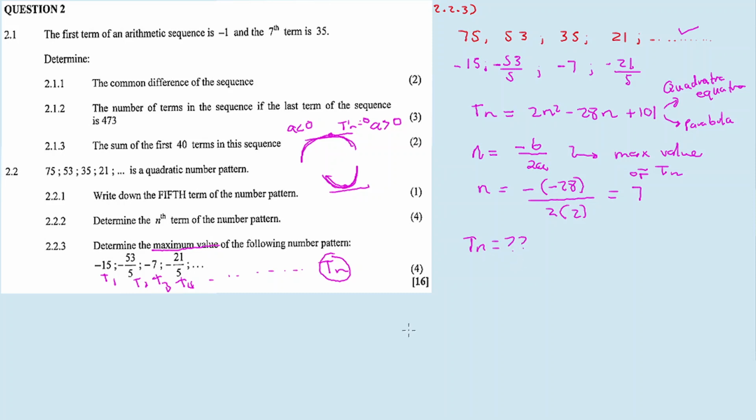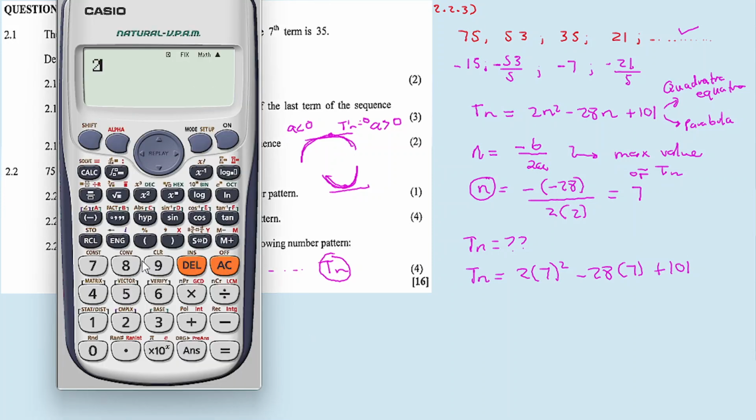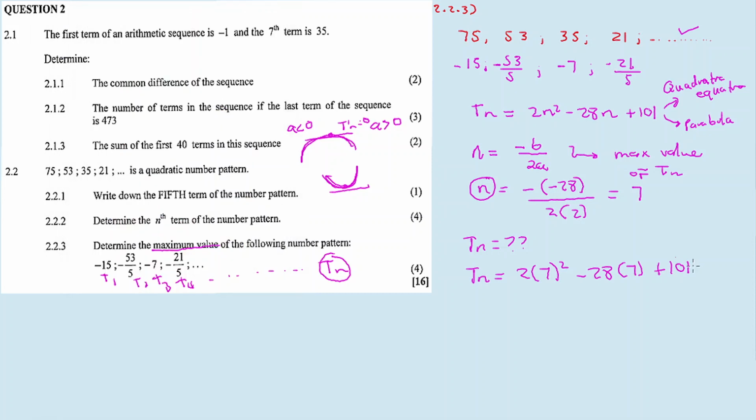but we want to know what Tn is, right? How big is that maximum term? We know it is term number 7, but how big is the maximum term? Let us find out. Tn is equal to, where there is n we put 7, 7 squared minus 28 times 7 plus 101. Then we substitute again. 7 squared minus 28 times 7 plus 101. This is equal to 3. So Tn is equal to 3. The maximum term is 3.